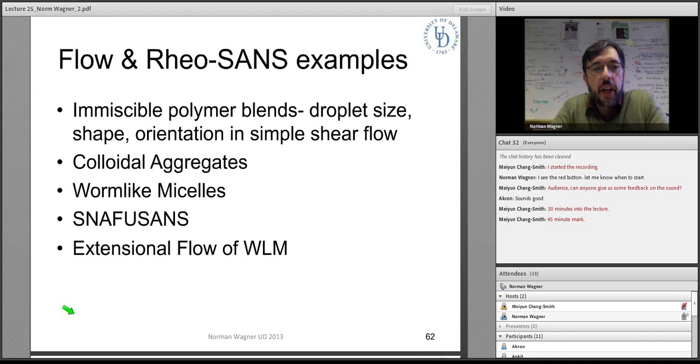Let's take a look at a first example, which is probably not the one you would think of first, and that is immiscible polymer blends, shape and orientation. I'll tell you a little bit about colloidal aggregates, worm-like micelles, and then we'll cover snafu sands and a little on extensional flow if we have time.